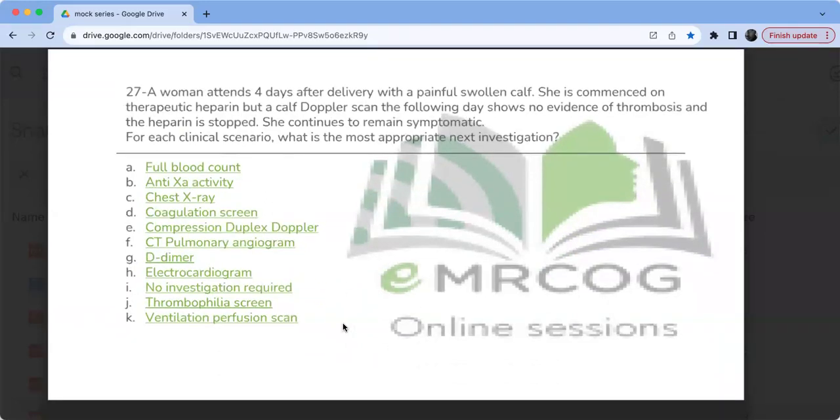A woman attended 4 days after delivery with a painful swollen calf. She's commenced on therapeutic heparin, but a calf Doppler scan the following day shows no evidence of thrombosis and the heparin is stopped. She continues to remain symptomatic. For each clinical scenario, what is the most appropriate next investigation? So the lady has a swollen calf, and she was commenced on therapeutic heparin, but the Doppler scan showed no thrombosis. Heparin stopped, which is normal. She continued to remain symptomatic. So what shall I do next?